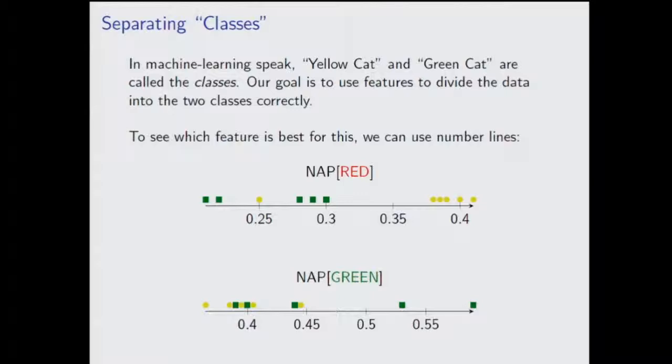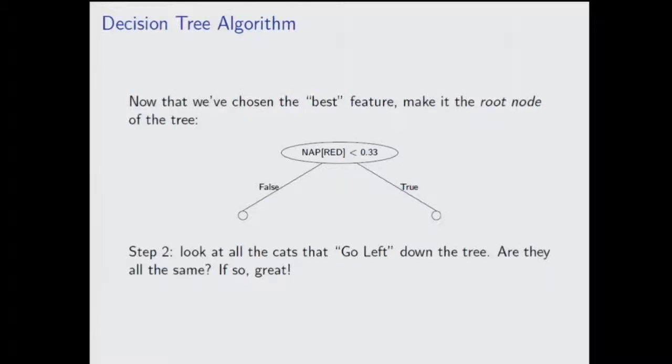Okay. So step one is to identify the feature, and then we'll find a good place to split it in two. So when we're building our decision tree, we're going to start by asking a question about nap red. We'll ask if it's less than 0.33. And we'll check on both sides. One side will be false and one side will be true. And step two is to look at all the cats that go this way and all the cats that go this way and decide what their label should be, if we can determine their label. Otherwise, decide what's the next question we should ask.